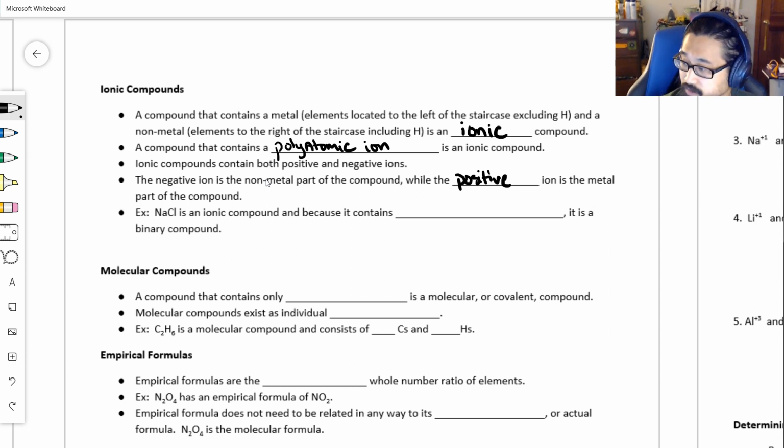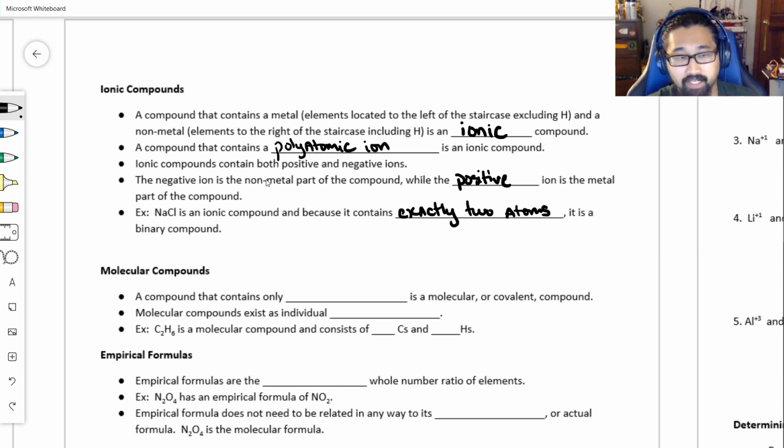Additionally, because it contains exactly 2 atoms, we call it a binary compound. So NaCl is a good example of an ionic compound. It's also a great example of a binary compound.